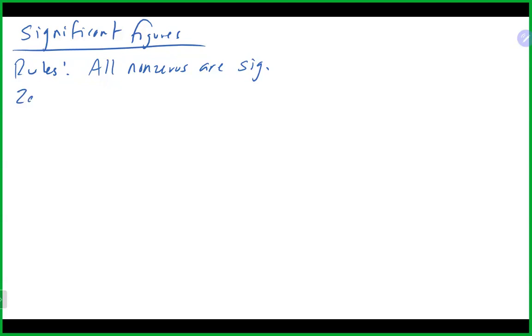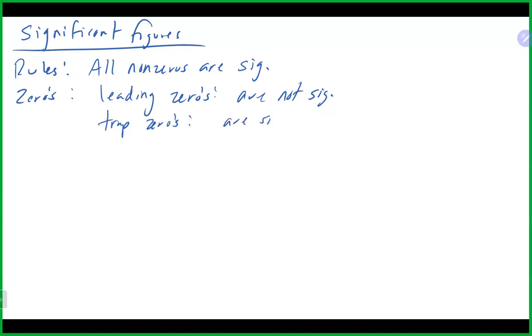When we have zeros, there's a few different types of zeros. There are the leading zeros, and the leading zeros are not significant. So again, you could have like 400 zeros before you hit that first non-zero number, and none of those zeros are going to be significant. We have trapped zeros, or captive zeros as they are sometimes referred to, and those are significant.